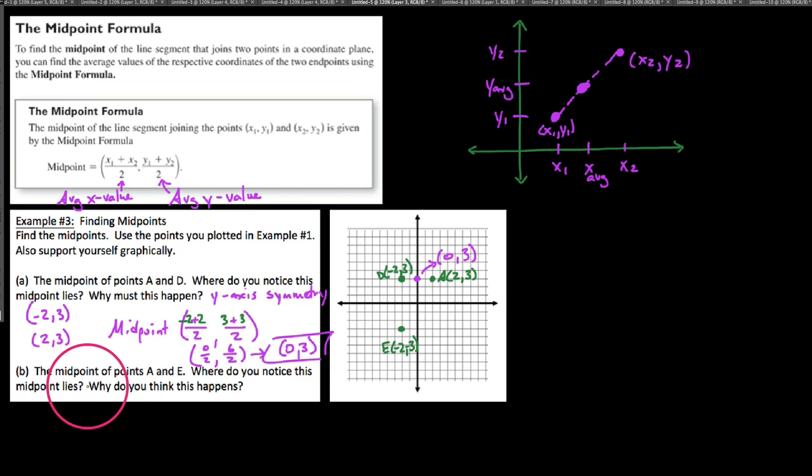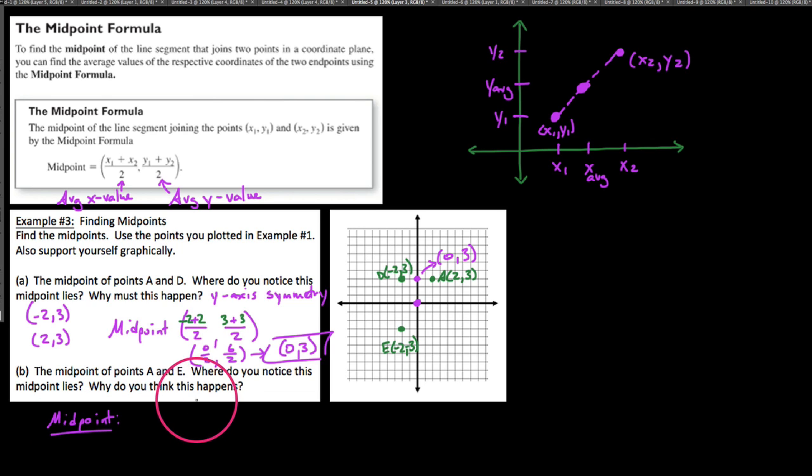And so what I want to look at now for this last example, it says the midpoint of A and E. Where do you notice this midpoint will lie? Looking at A and E here, we kind of looked at this example last time. E just has opposite coordinates as A. And so in terms of where the midpoint's going to lie, you can see that they're diametrically opposed. I have this hunch that it's going to land at the origin. So let's go ahead and find the midpoint.